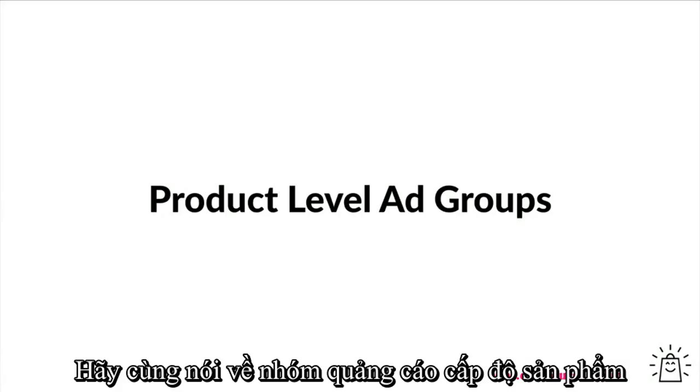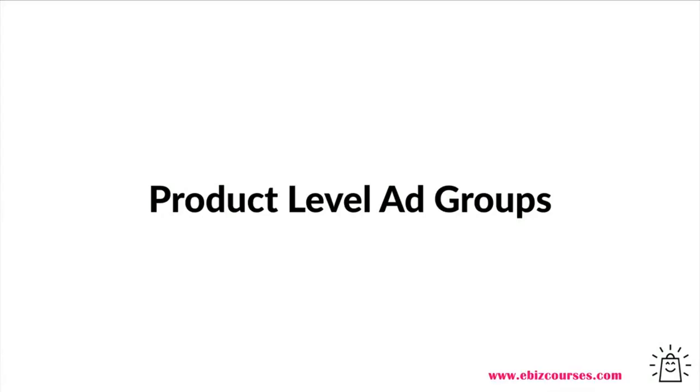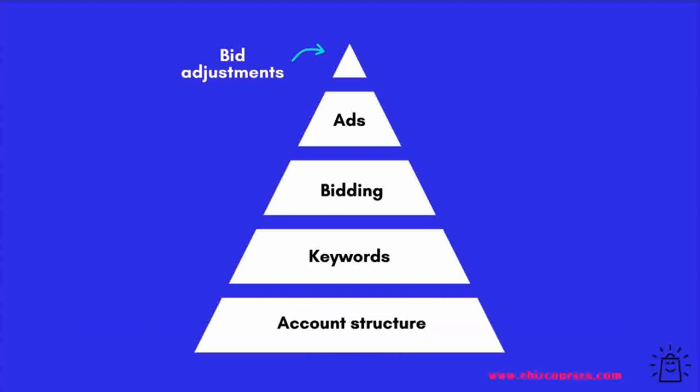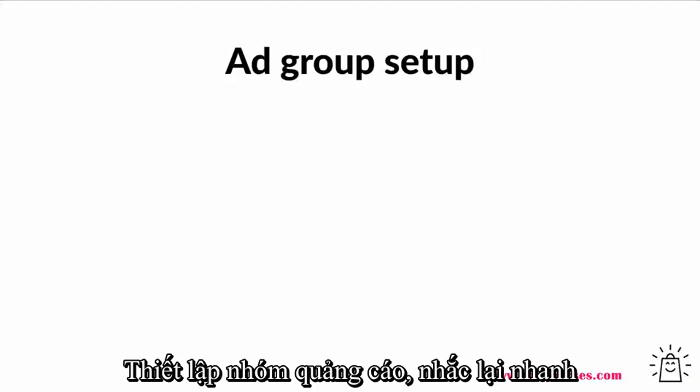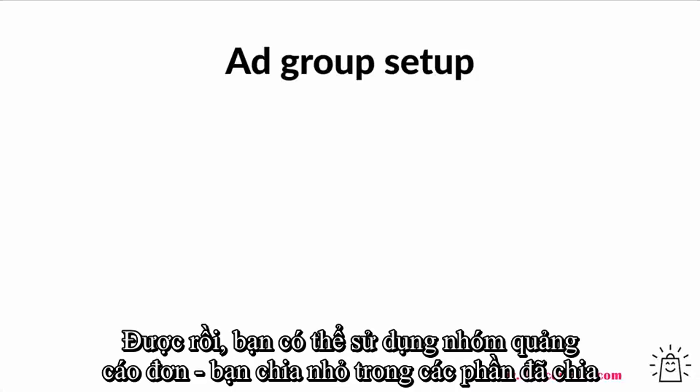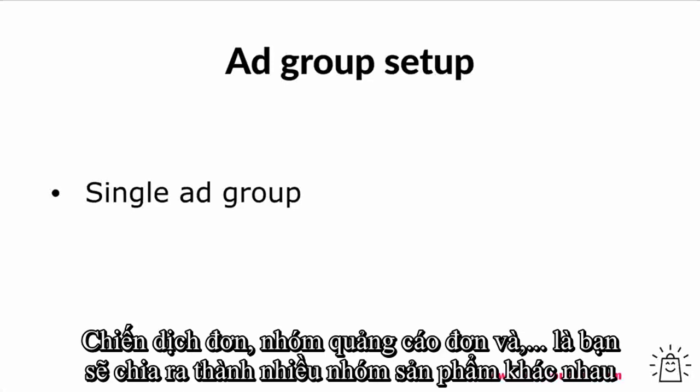Let's talk about product level ad groups. Obviously, if we look at the pyramid, we're at the account structure level because we're going to set up multiple ad groups. Ad group setup, quick reminder, what options did you have? Well, you could go for a single ad group that you then subdivide. So remember, single campaign, single ad group, and that you subdivide into multiple product groups.